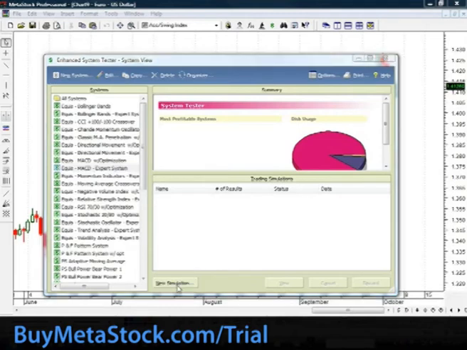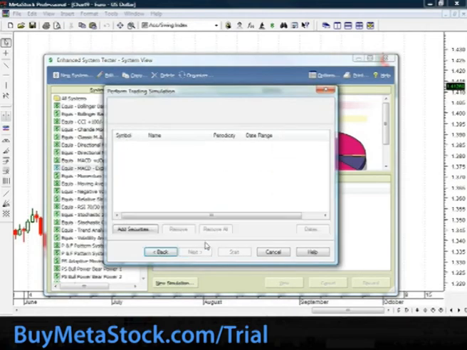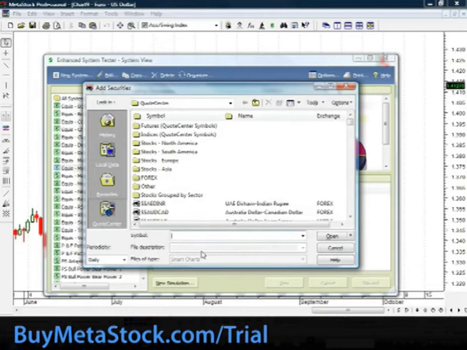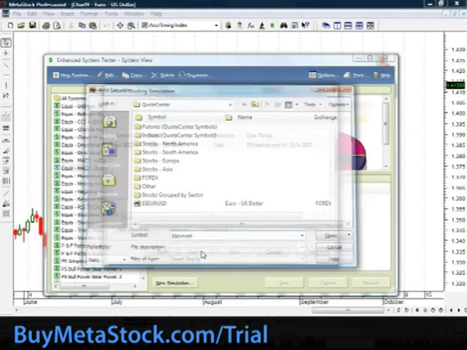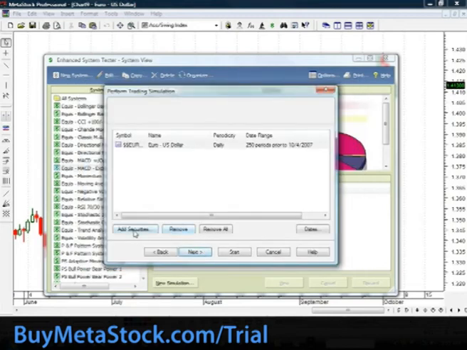I'm going to click New Simulation, and what I want to do is make sure that I show you a couple of things that you're going to want to remember as you're building systems. I selected the MACD expert system, clicked Add Securities, and put in the spot symbol, which is $EURUSD. So there's the cross, and I'm just going to test 250 periods, so we're not waiting forever for it to process. Then I'm going to go to Next.